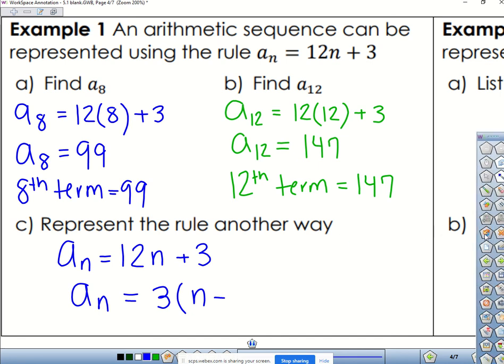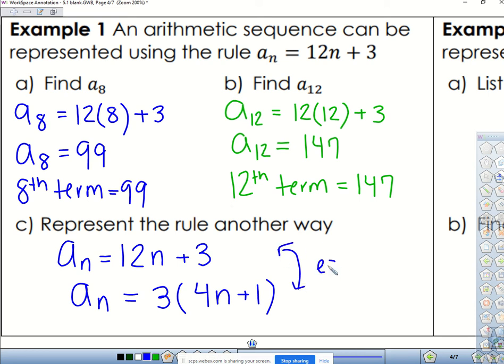Oh, I forgot the 4. I'm like, wait a minute, that doesn't look right. 3 times 4n plus 1. Yeah, so I was able to factor out a 3. And these two are equivalent equations, right? Equivalent formulas. So if I would have used the second formula we just got to find a sub 8 and a sub 12, would it change anything? No. They'd be the same. So that's the idea here. These are what we call equivalent.